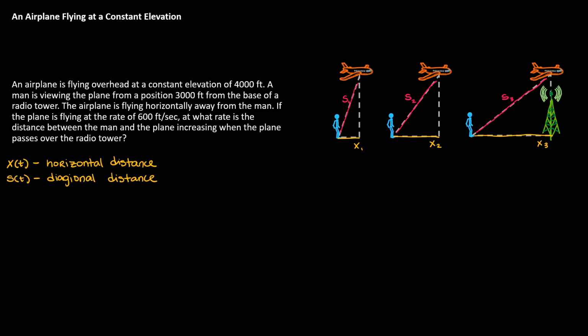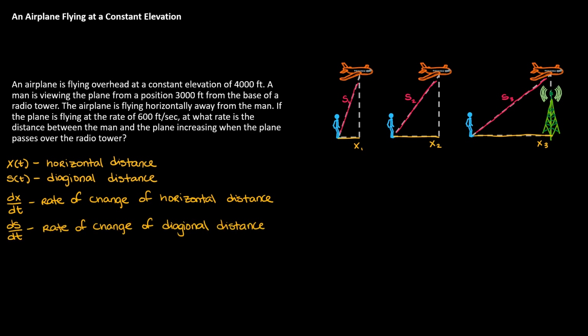Since both of those quantities are changing, they both will have a rate of change. So the derivative of x, dx/dt, will be the rate of change for the horizontal distance. And then ds/dt will be the rate of change for the diagonal distance. That wraps up step 1. We've drawn a figure, and we've identified 2 changing quantities and assigned symbols for the quantities that change, as well as the rates of change for those quantities.